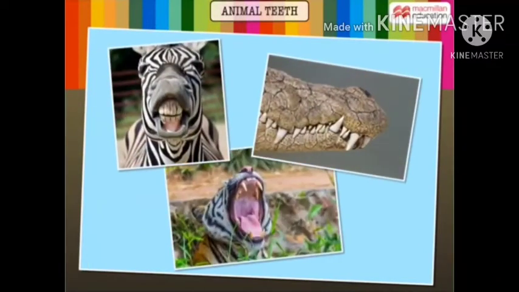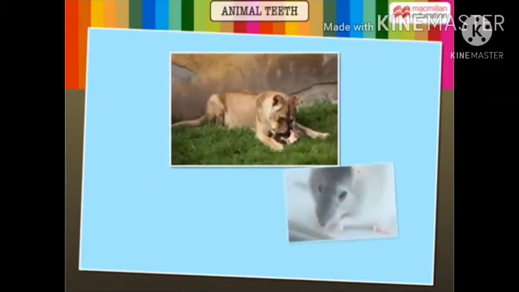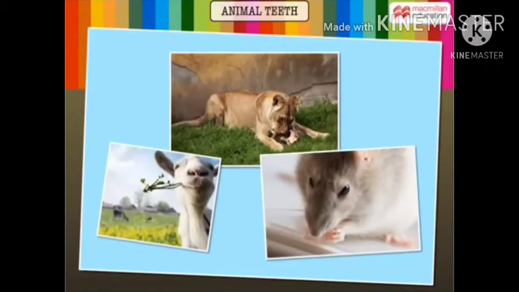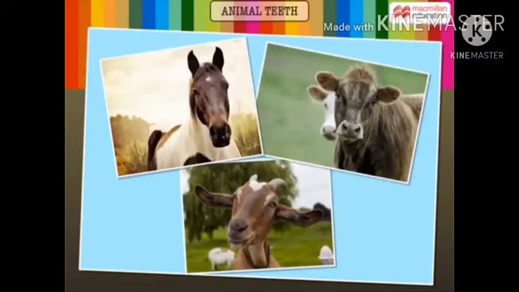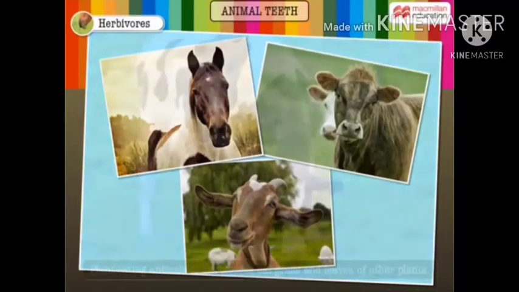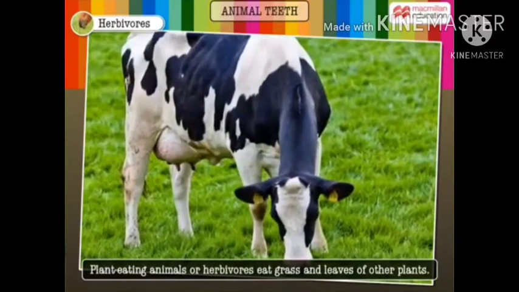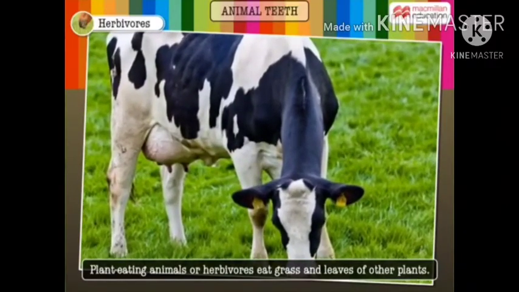Look at the mouth and the teeth of all these animals. Why do they differ in shape? All animals have teeth that suit the type of food they eat. What's common in the feeding habits of these animals? Yes, they all are plant-eating animals or herbivores.